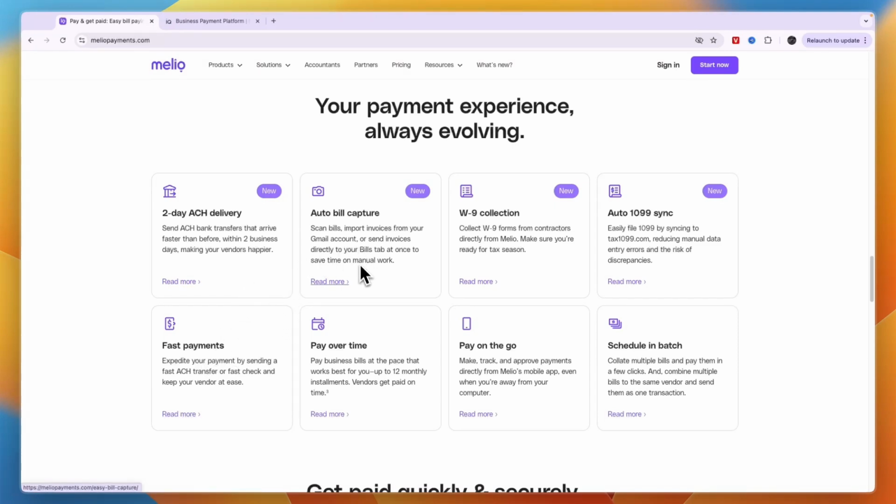Auto bill capture, where you can scan bills with the mobile app. You can collect W9 forms, and you have auto 1099 sync. You can do fast payments, pay over time for up to 12 monthly installments, pay on the go, and schedule in batch.